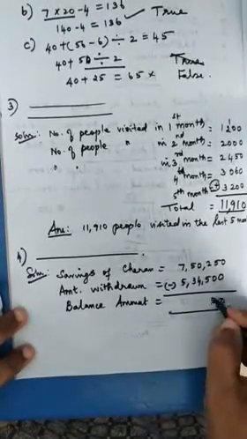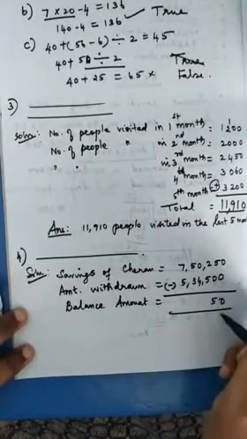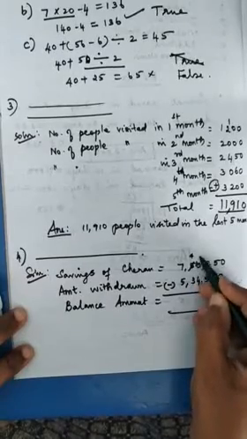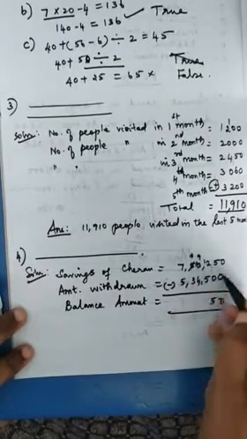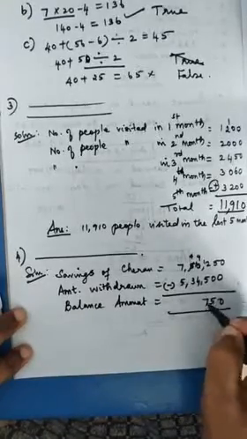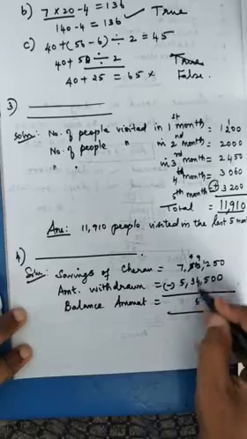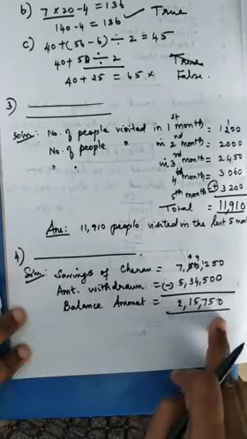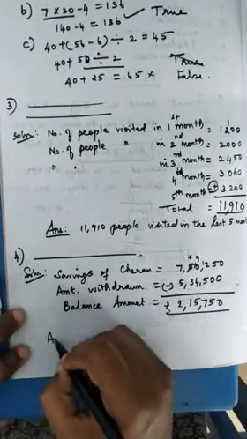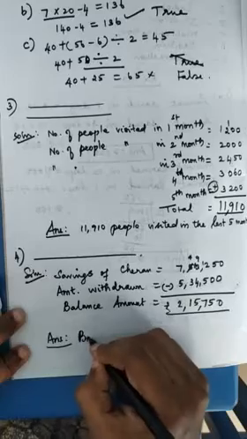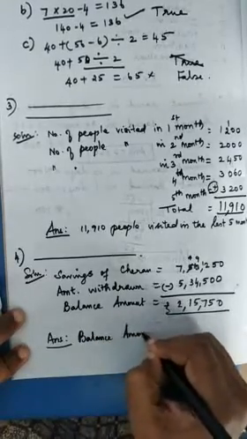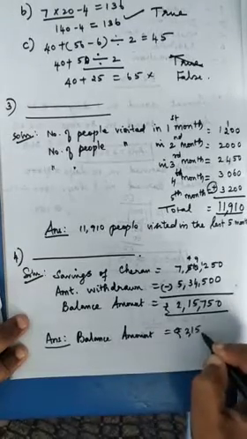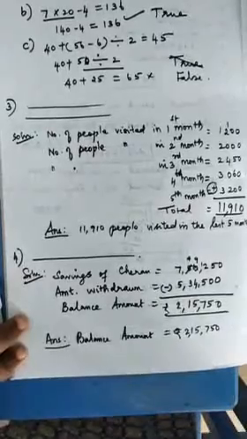I'm going to subtract. You should be very careful when you are subtracting, because sometimes you have to borrow. Be careful. Slightly write it on the top so that you don't miss. Then 5, then 1. So the balance is 2,15,750. So I can write the balance amount is equal to rupees 2,15,750. You can write like this.